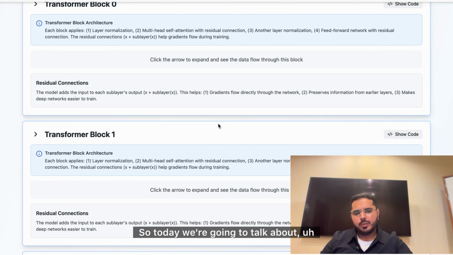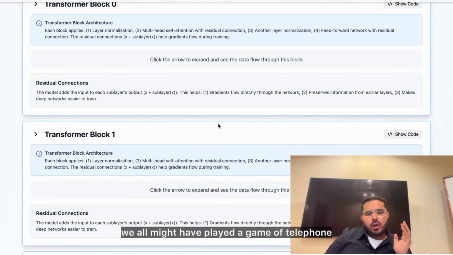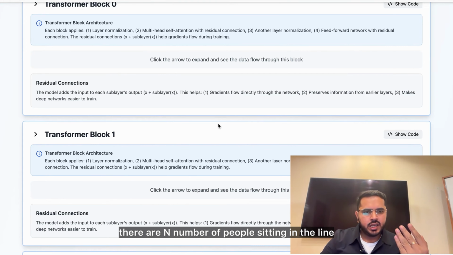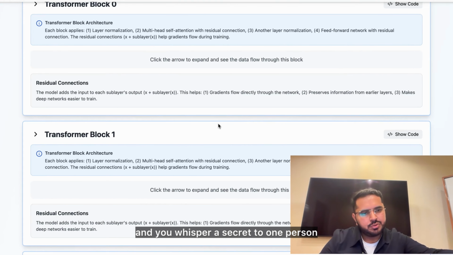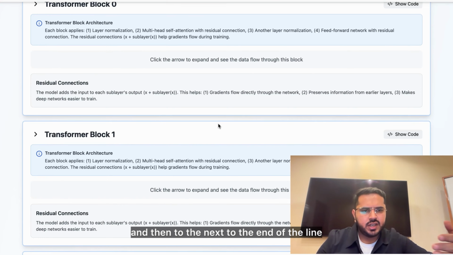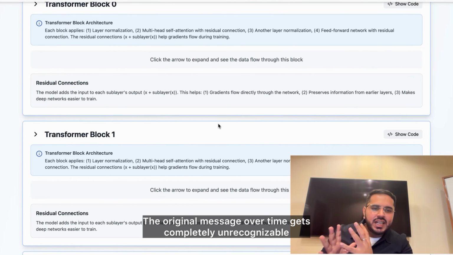So today we're going to talk about the residual connections in case of transformer. We all might have played a game of telephone where, let's say, there are n number of people sitting in a line and you whisper a secret to one person and then they whisper it to the next and then to the next to the end of the line. The original message over time gets completely unrecognizable.